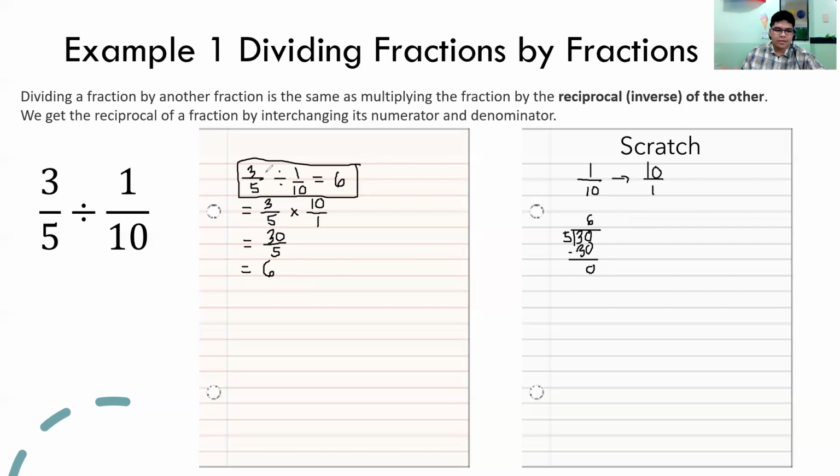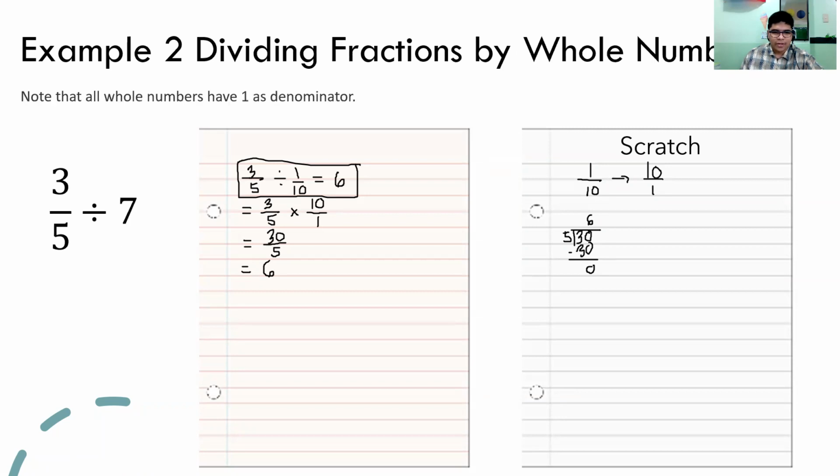Let's look back again. We have 3/5 divided by 1/10. The first thing we did was get the reciprocal of 1/10, which is 10/1, and change the division problem into a multiplication one. Okay, and then multiply the top numbers, multiply the bottom numbers, and then simplify. So those are the steps that we need to do in order to divide fractions by fractions. So I hope you got that. And we'll look at some other more examples of these things.